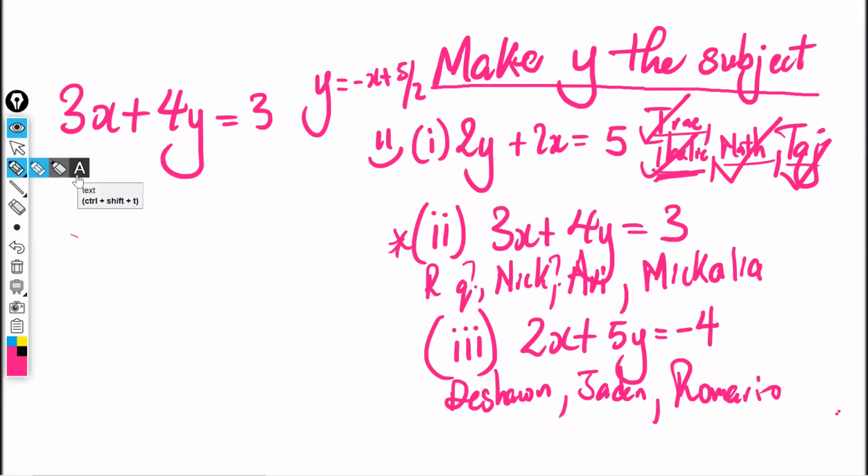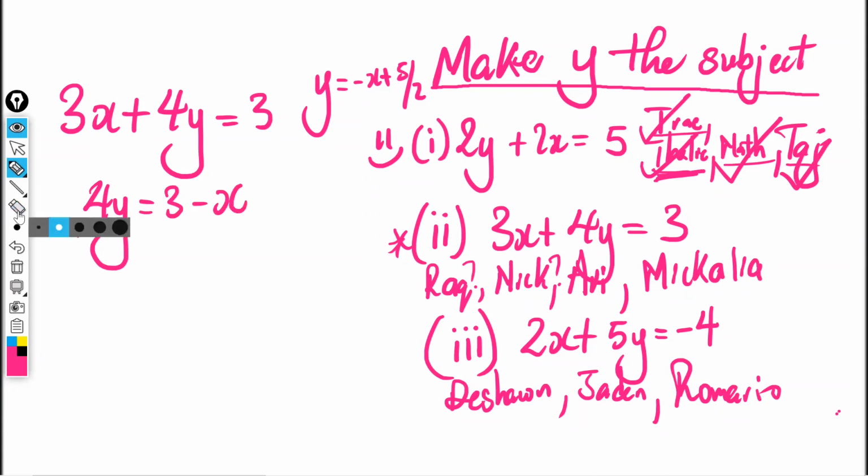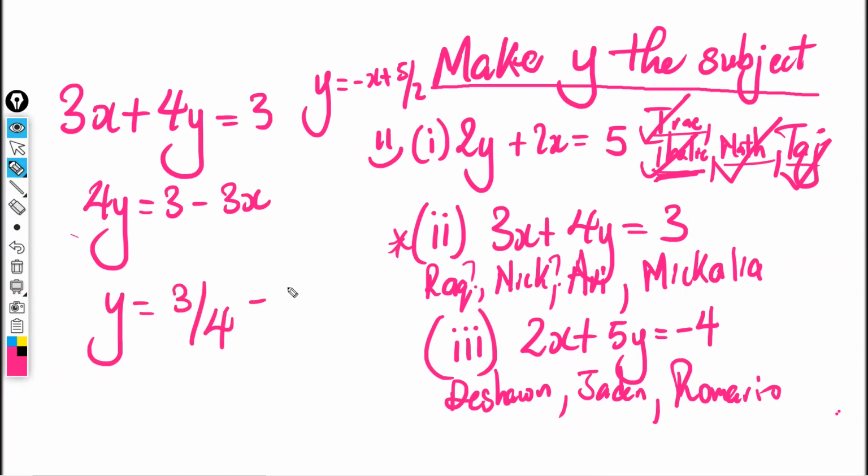So guys, I don't know what's wrong with this group, but let's work this out, guys. It's kind of really simple. We need to make y the subject. So 4y is equal to 3 minus x, sorry, minus 3x. Then we should get y is equal to 3 over 4 minus 3 over 4x. And this should be okay, right? We divided the right side by 4, and we end up with this.